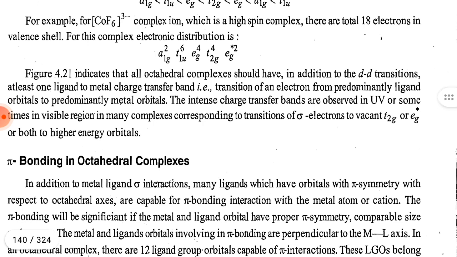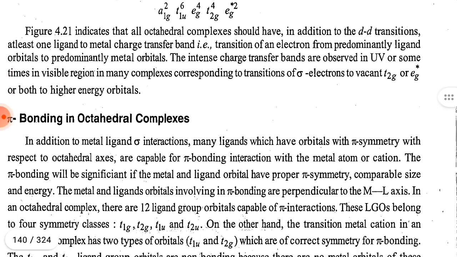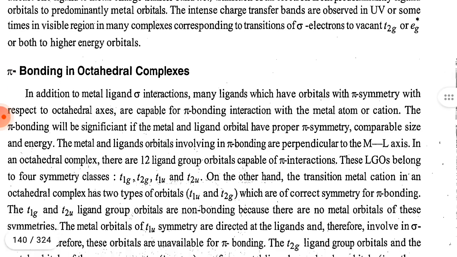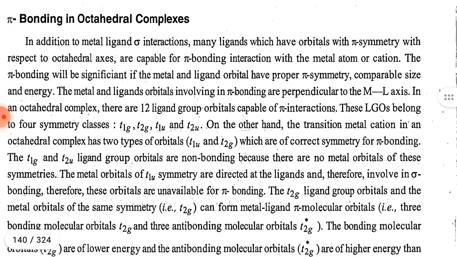Figure 4.21 indicates that all octahedral complexes should have, in addition to the d-d transitions, at least one ligand to metal charge transfer band, that is, transition of an electron from predominantly ligand orbitals to predominantly metal orbitals. The intense charge transfer bands are observed in the ultraviolet or sometimes visible region in many complexes, corresponding to transition of sigma electrons to vacant t2g or eg* or both, to higher energy orbitals.